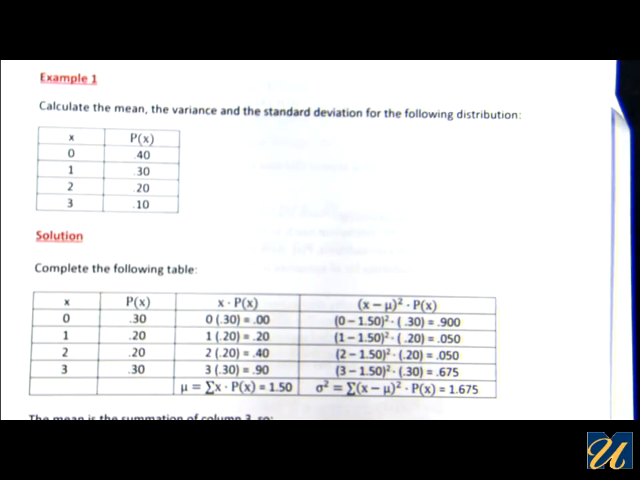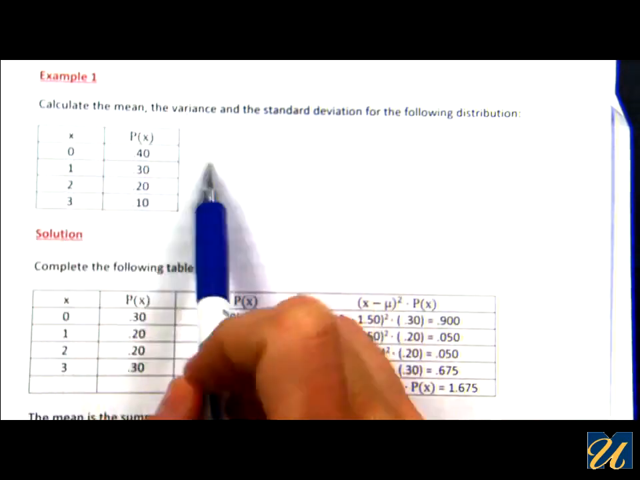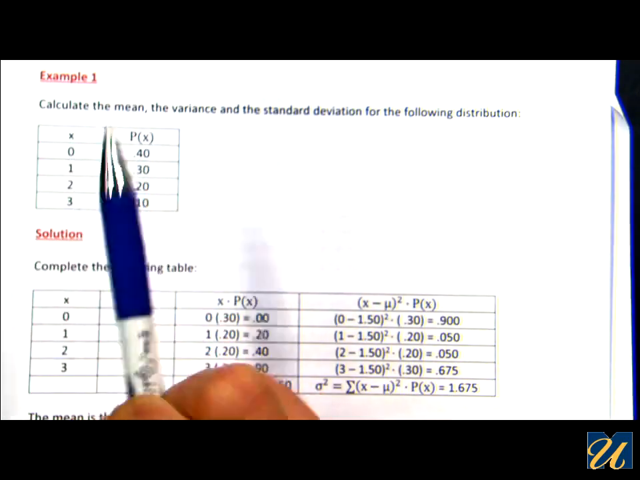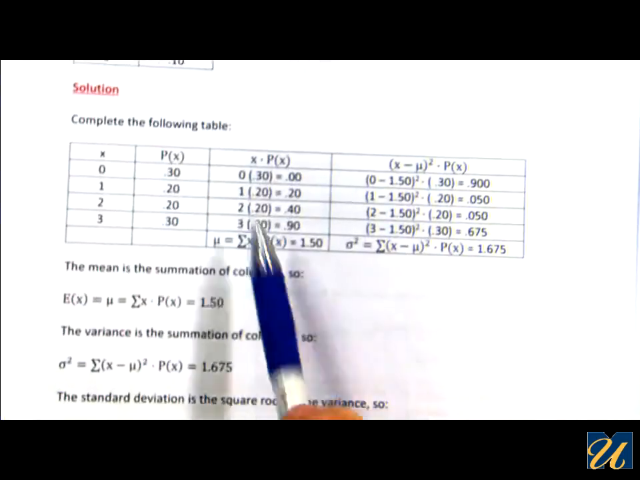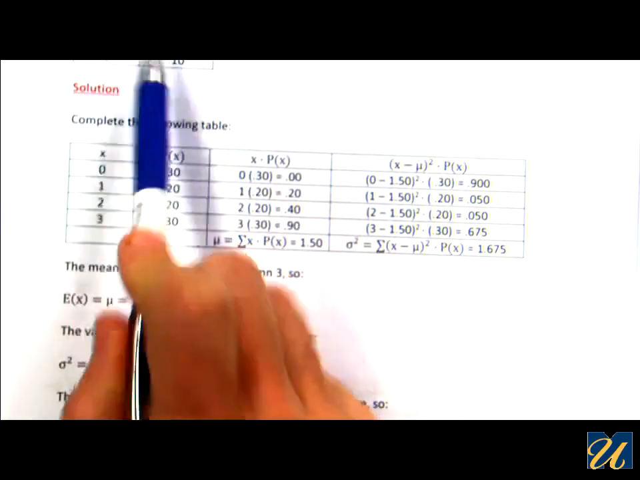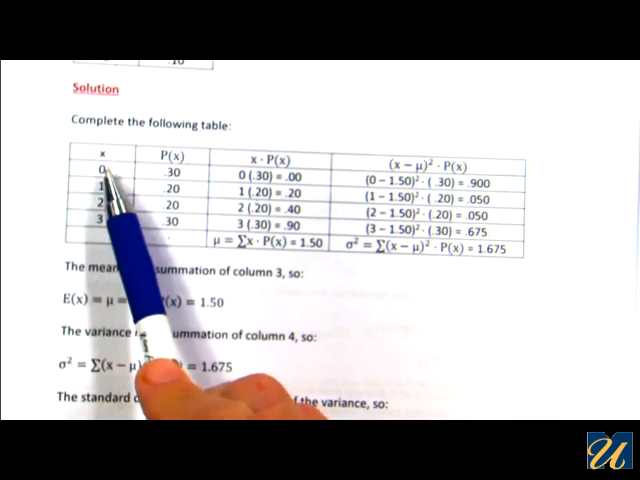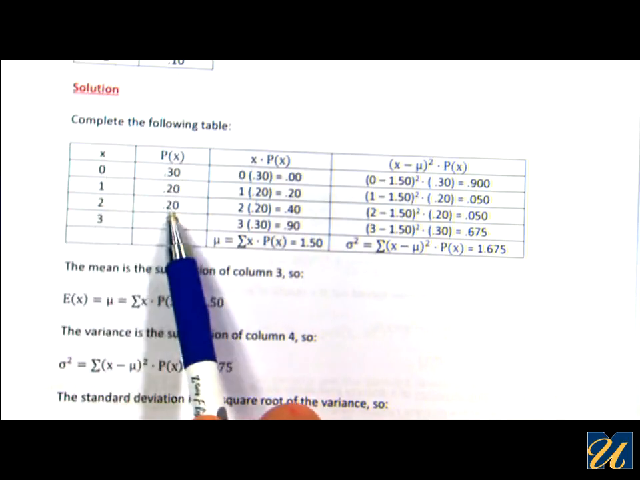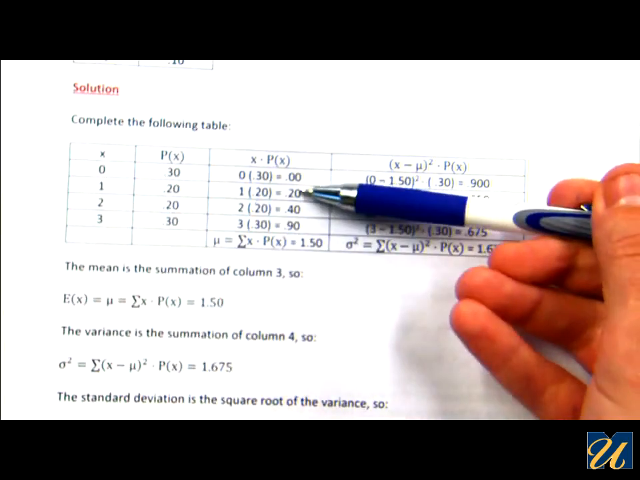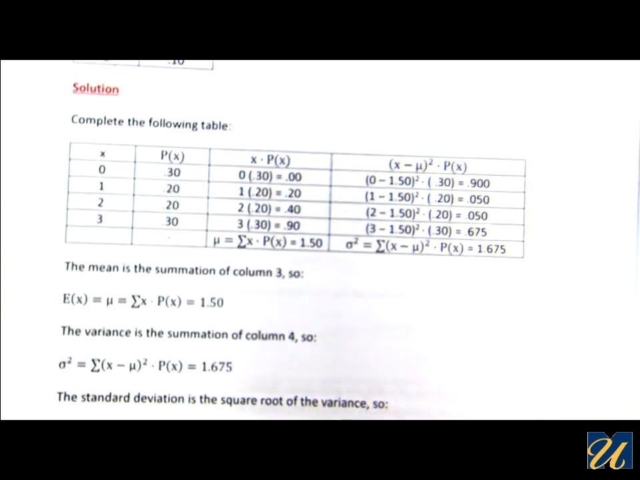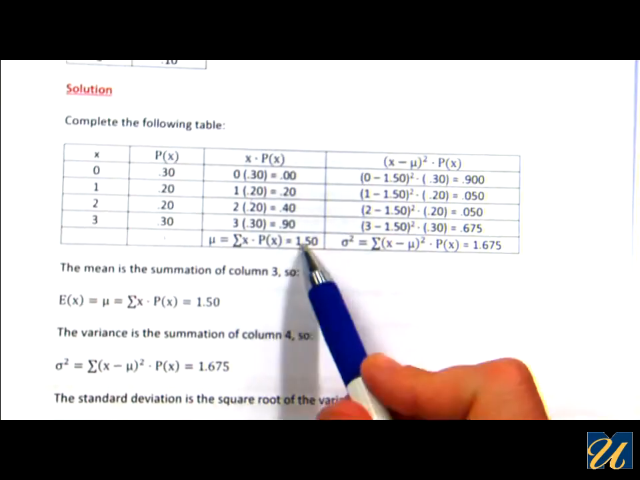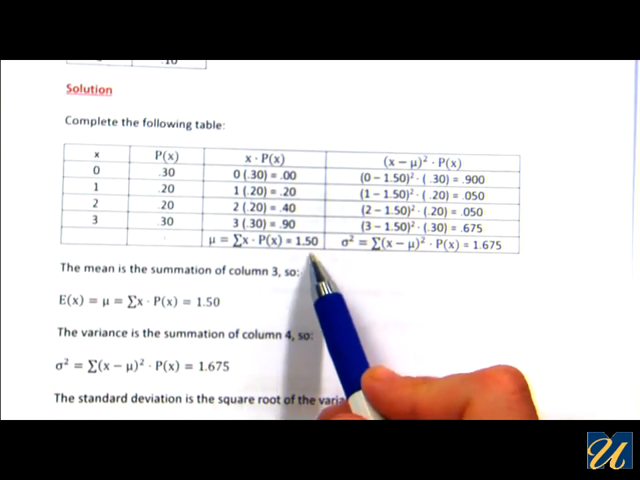Let's look at an example. Calculate the mean, variance, and standard deviation for the following distribution. This is a typical example where I'm giving you all possible outcomes alongside the corresponding probabilities. You create your table where you take the product of the first two columns. So you do x times P of x, 0 times 0.3, 1 times 0.2, 2 times 0.2, 3 times 0.3. Whatever you get, at the end, you add them, and this will give you your expected value, your mu. So your average in this case is 1.5.